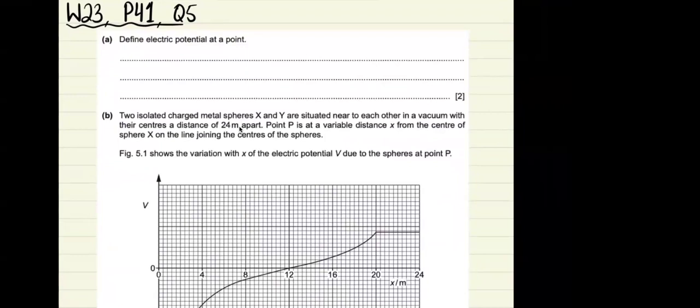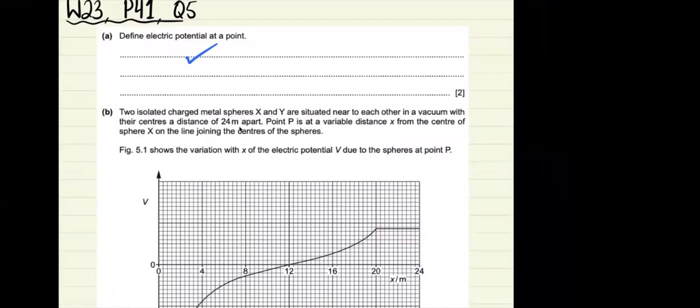First one: define electric potential at a point. We know how to do this. It's really similar to gravitational potential. You just swap out unit mass for unit charge.